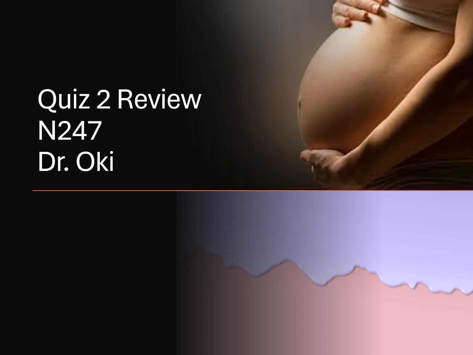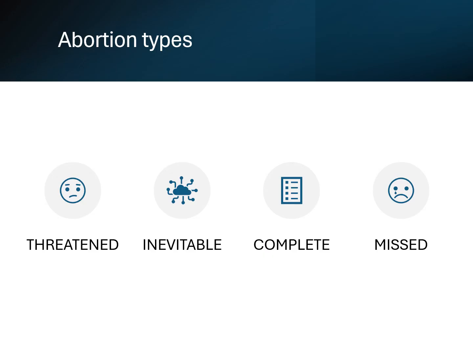I'm going to cover what you need to review for your quiz 2. Make sure that you understand all the abortion types. There's threatened, inevitable, complete, and missed. Just make sure that you understand and review the presentations of each type.